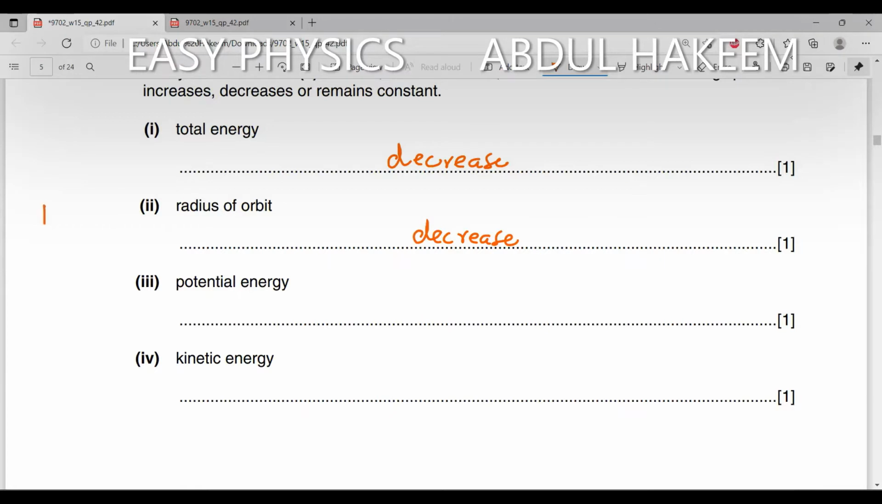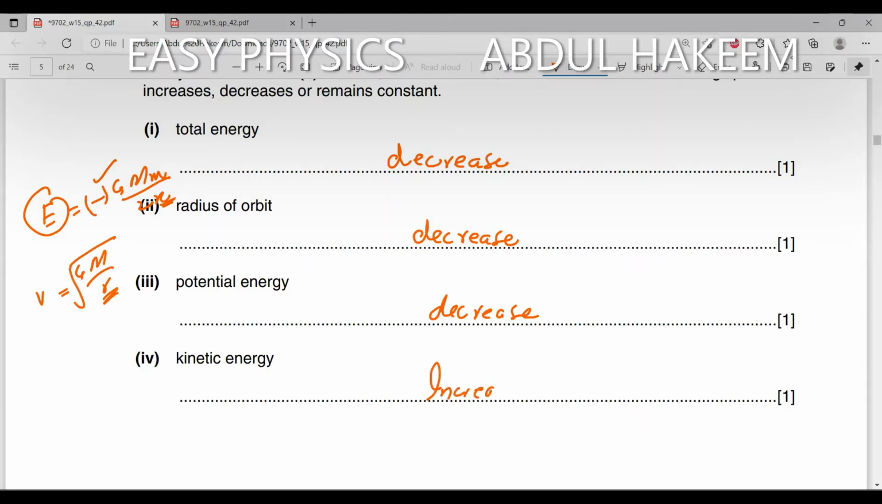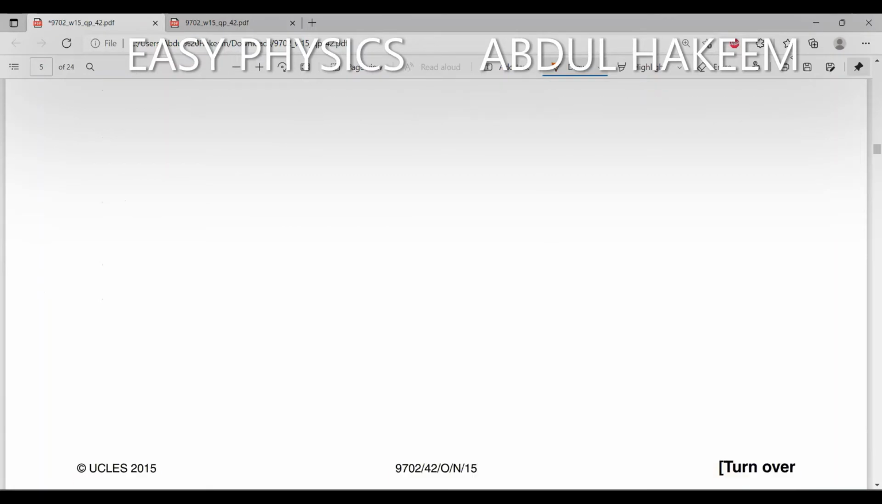Do remember, look, the total energy E is equal to minus GMm over 2x. So when this negative sign is there, it means E and x are directly proportional, because this negative sign is making inversely proportional to directly proportional. So when E is decreasing, x is decreasing, so the orbit is decreasing. Now the potential energy also decreases due to smaller radius, but the kinetic energy increases. Reason: the speed is equal to the square root of GM over r. When r decreases, speed increases in the orbit. Decreases, decreases, decreases, and increases. Move to the next one.